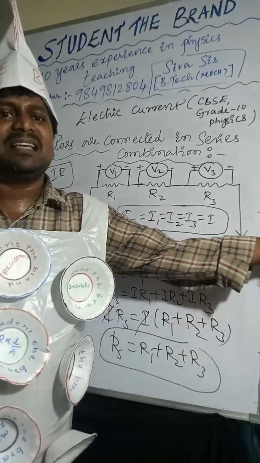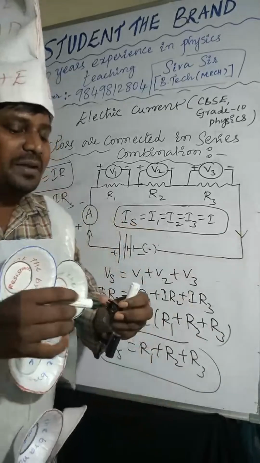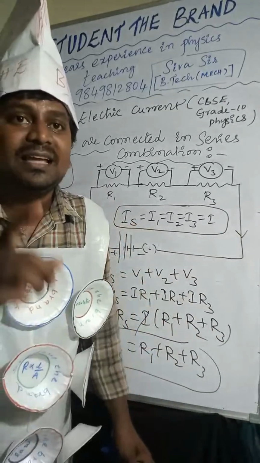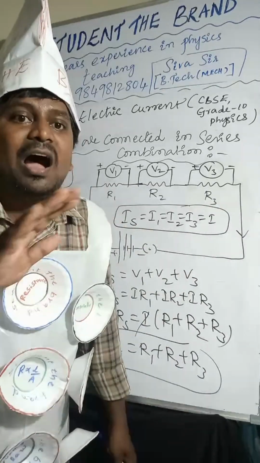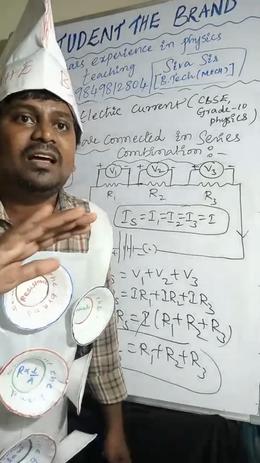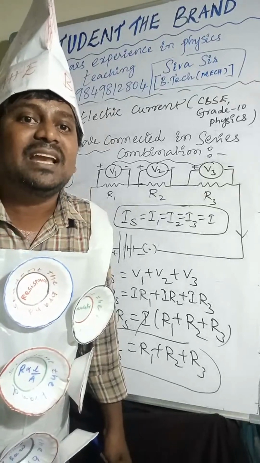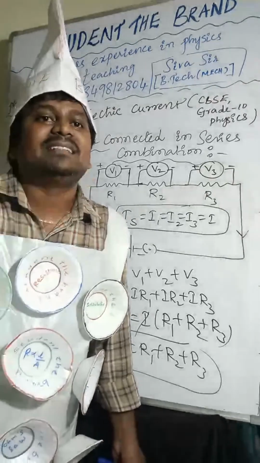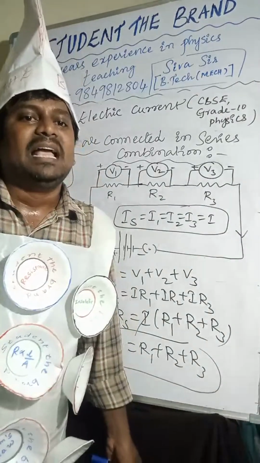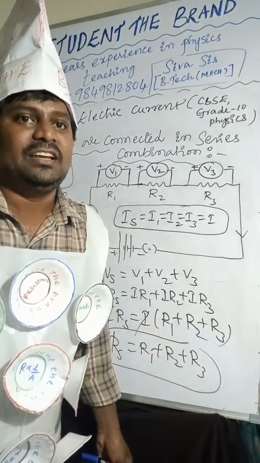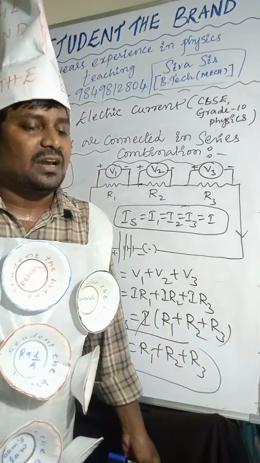This is the answer. In series combination, you should understand one thing: add all the resistances. That's enough. You must add all the resistances in series combination, and you will get the answer.